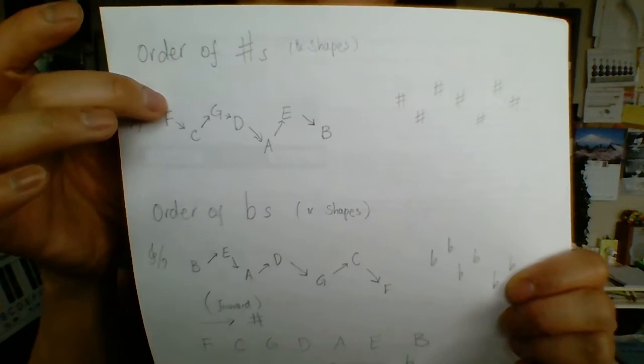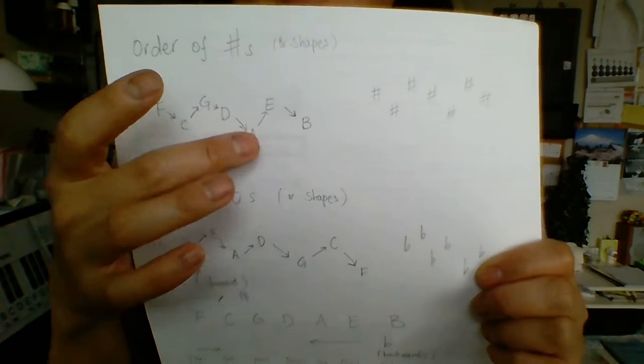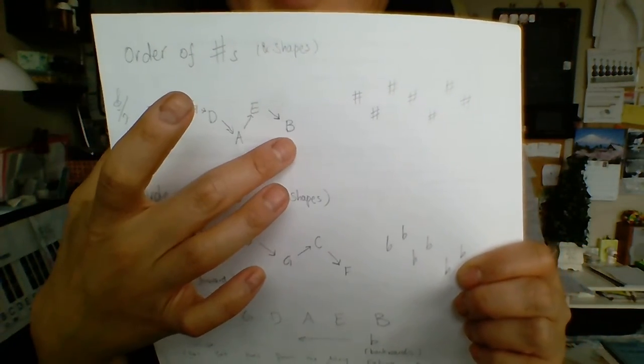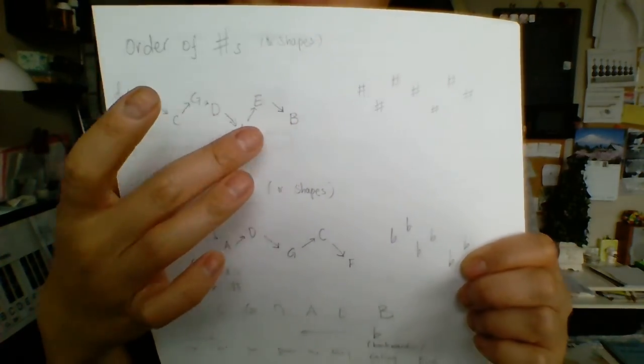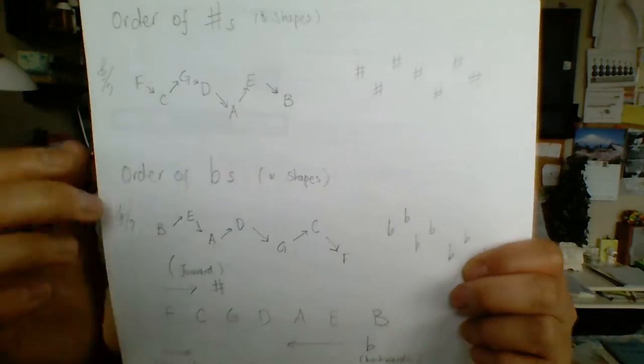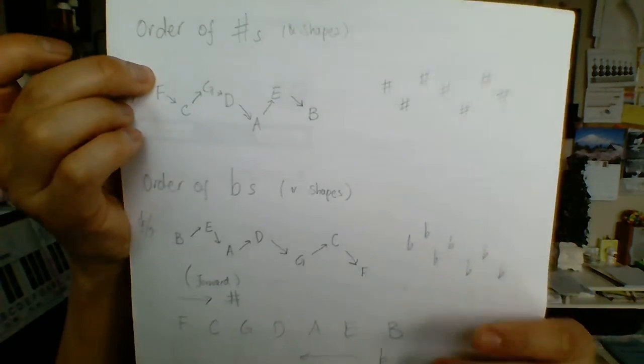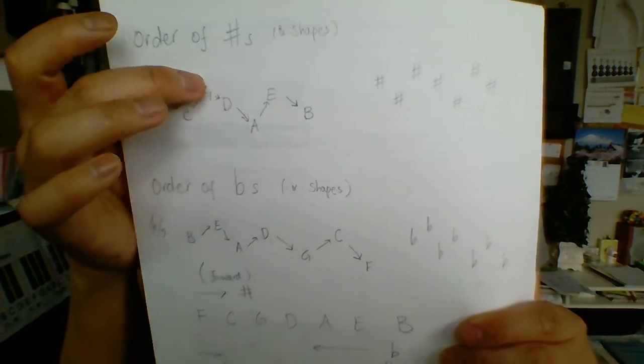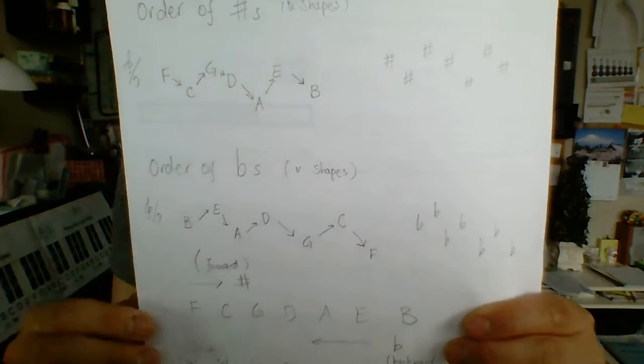Sometimes school teaches Fat Cat Goes Down the Alley Eating Bird. Eating bird is a little bit cruel, so I changed it to eating bread. Okay, but it's probably quicker to just remember F, C, G, D, A, E, B.